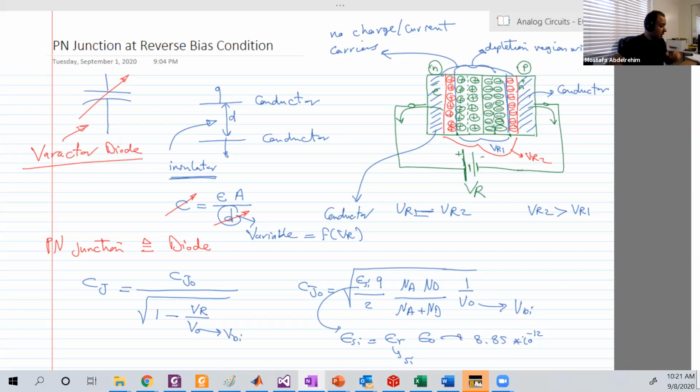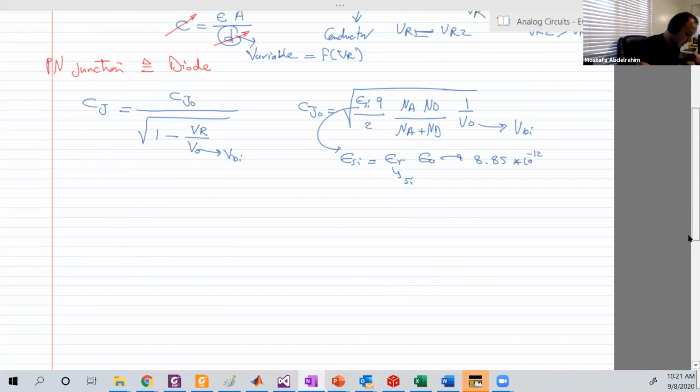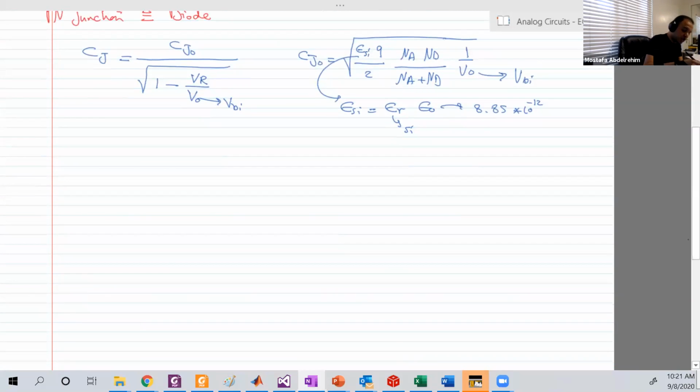Good. So we can go down now, if we want to draw such a very useful equation. This is V reverse, and this is C junction, or Cj. It will be something like this.